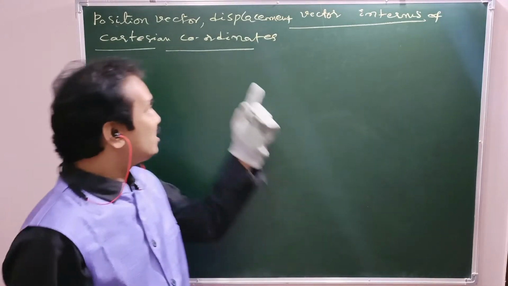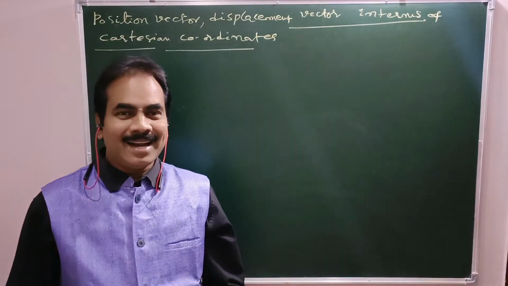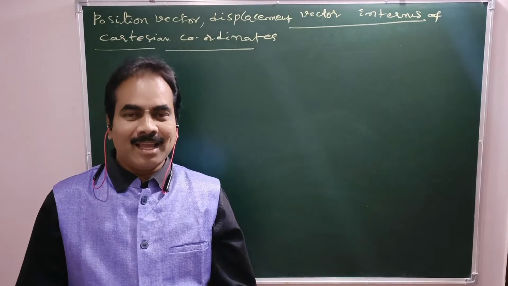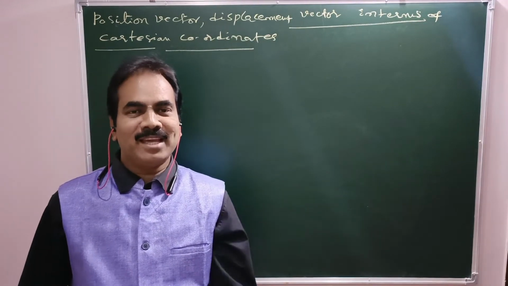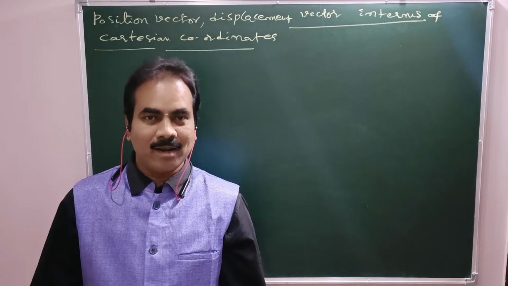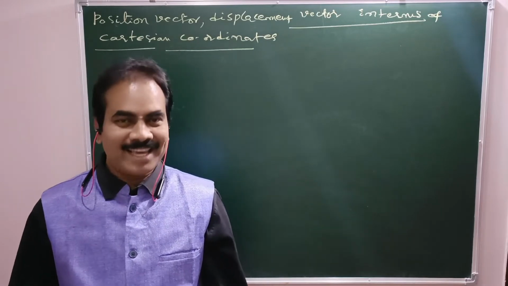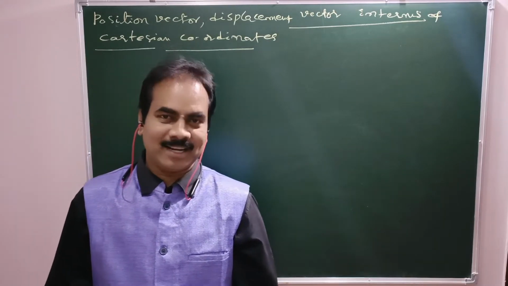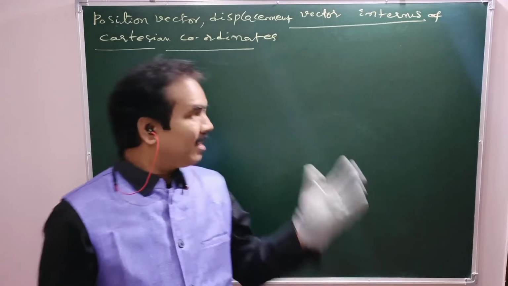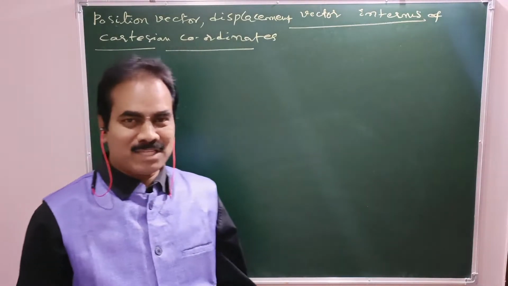Now, what is meant by displacement vector? A displacement vector is a directed line segment drawn from the initial position to the final position when a particle is under motion. Let us see position vector and displacement vector one by one.